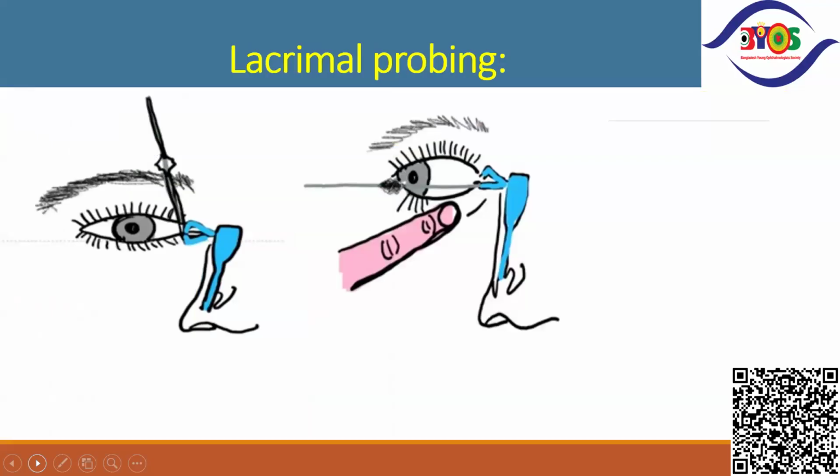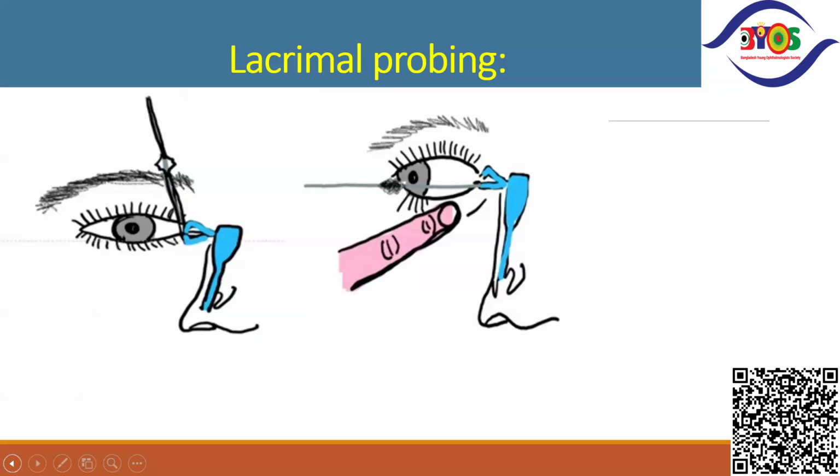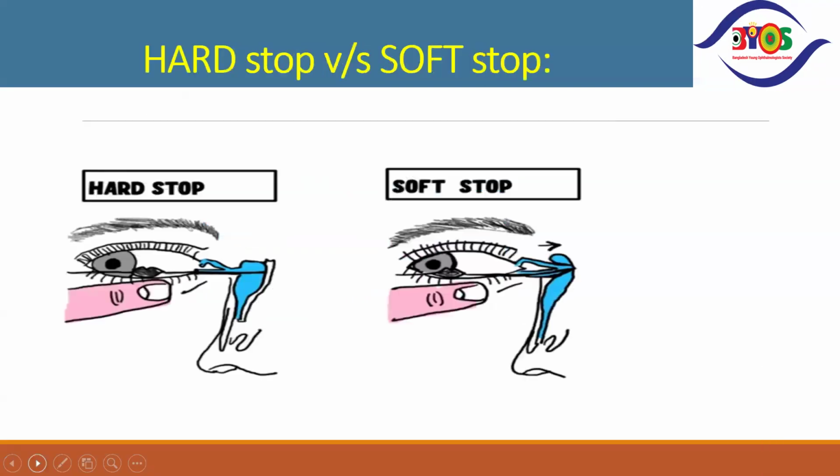When we do lacrimal probing, we go through similar steps. First you introduce the probe through the puncta, pulling the lower lid temporally so that the lines of the horizontal and vertical canaliculi straighten up. Then we push the probe.